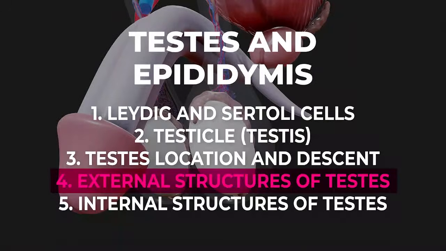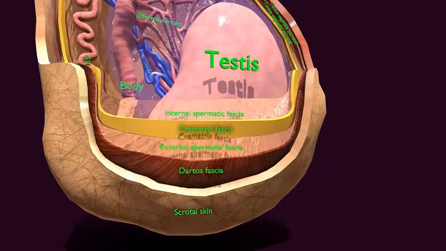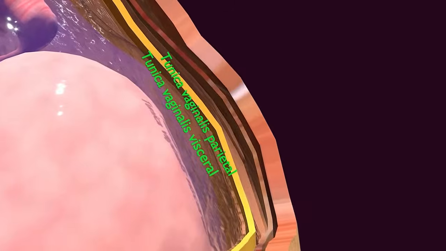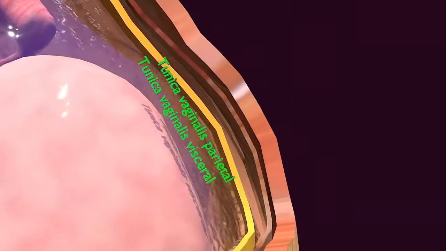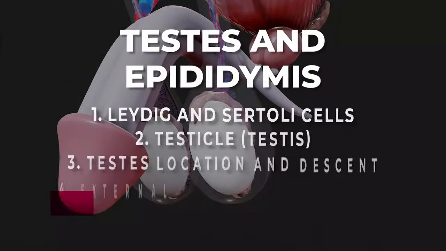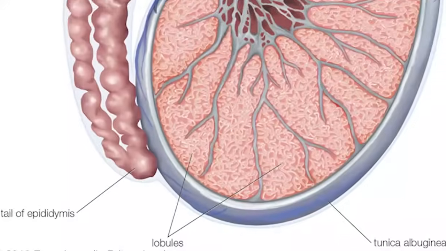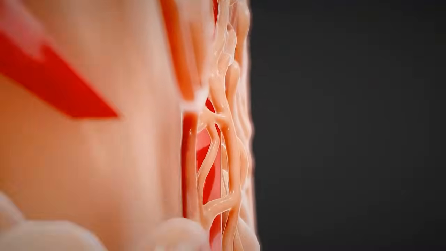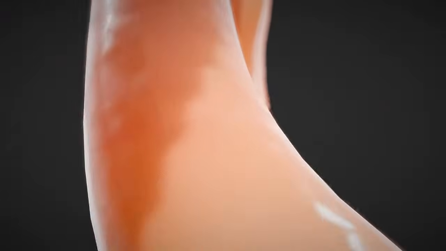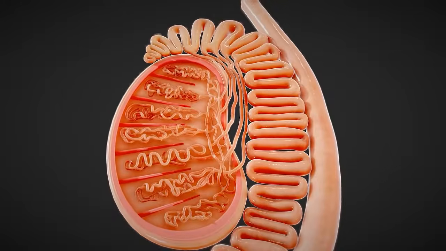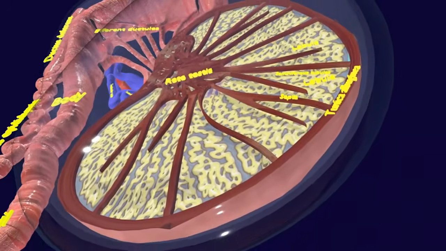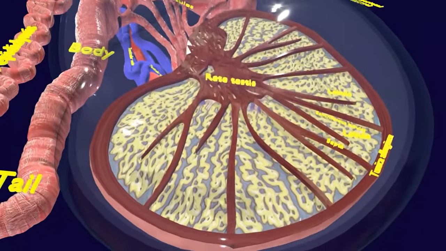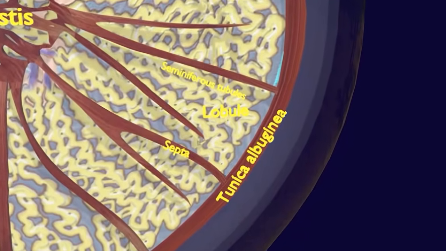External structures of testes. The testes are covered by several layers, including the tunica vaginalis, derived from the peritoneum, the tunica albuginea, a dense layer of connective tissue, and the tunica vasculosa, which contains blood vessels. Internal structures of testes. Inside the testes are lobules, each containing seminiferous tubules, where sperm production occurs. These tubules are surrounded by connective tissue layers like the tunica albuginea and tunica vasculosa, which provide structural support and protection. Internal structures of testes consist of the following parts.